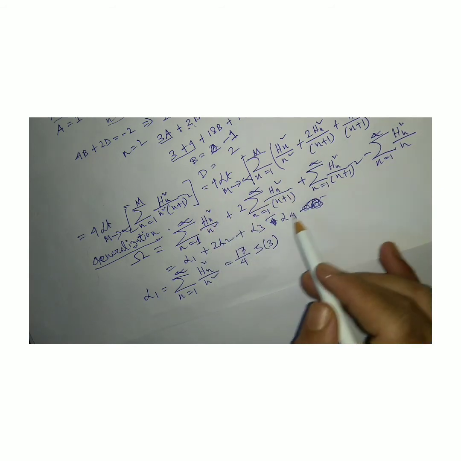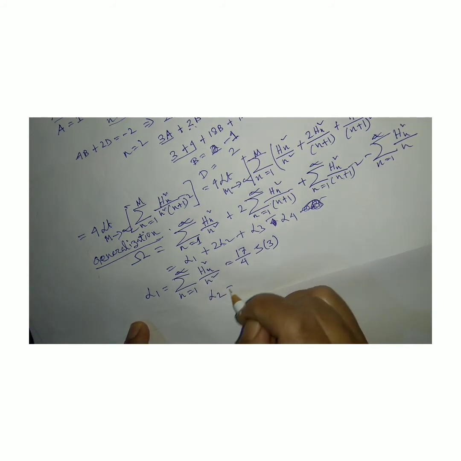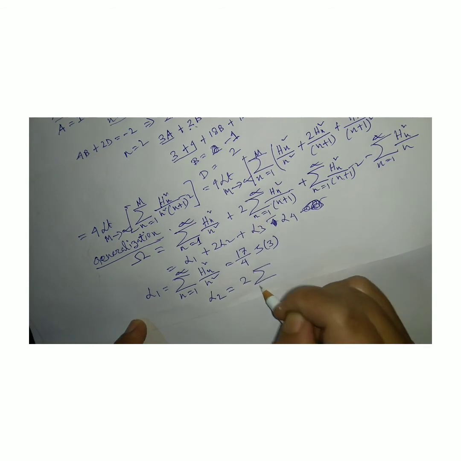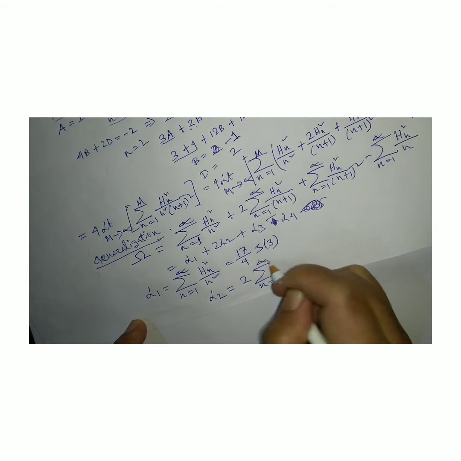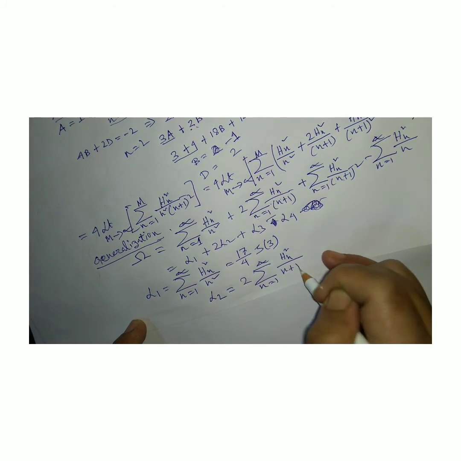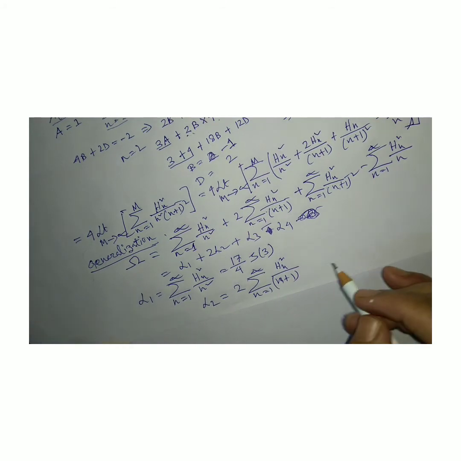All the expression values I have to remember, because this problem is very lengthy, so I need to remember the generalization values. L2 is 2 into summation n equals 1 to infinity H squared n divided by n plus 1. This is the L2 value. Okay, L2 value we know.